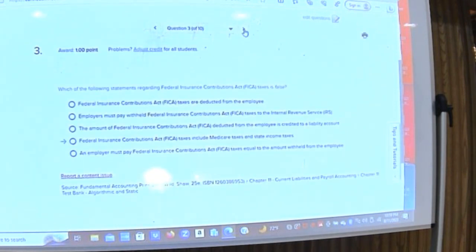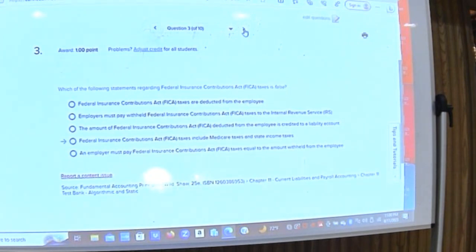Question number 3 of set 4. Here we're talking about a false statement. So here again, the wording on these sometimes has to be read so carefully. We want the one that does not work. It's the fourth one down. FICA taxes include Medicare. That part is true, but not state. The operative word there is state income taxes.